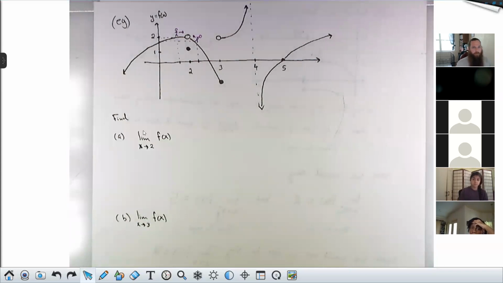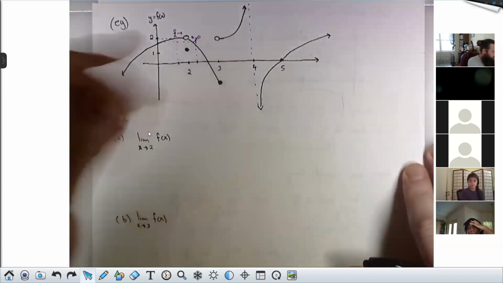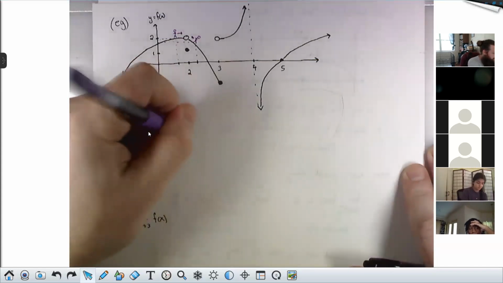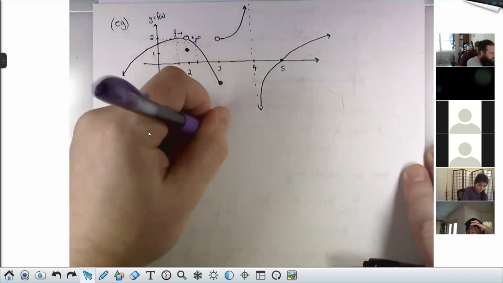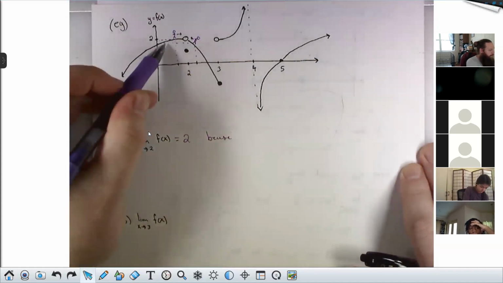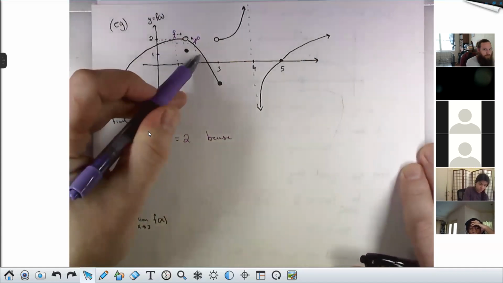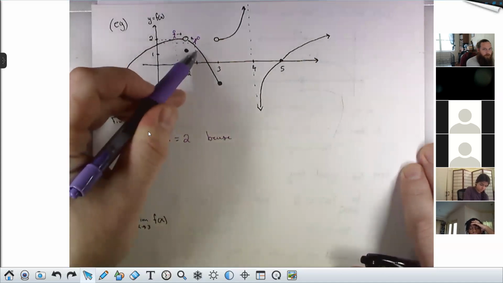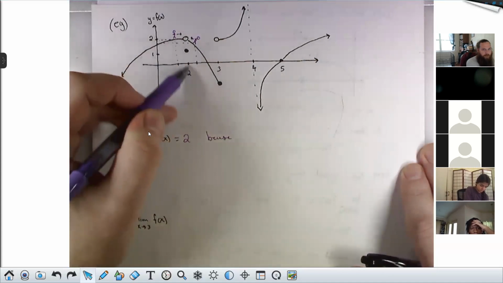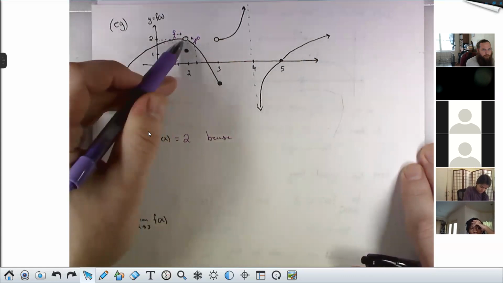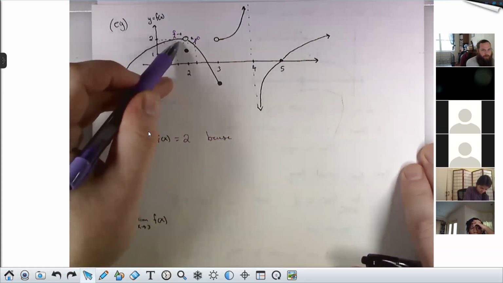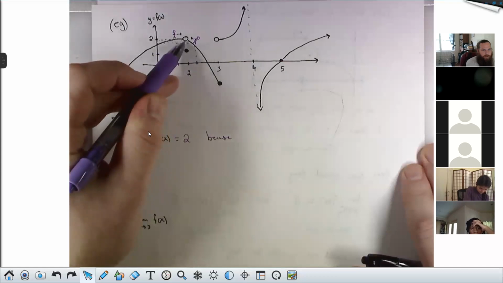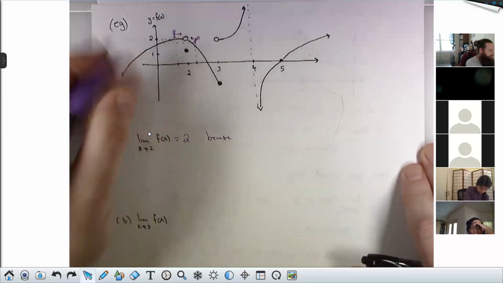That's exactly what I was just about to say. So Yiping's answer here is correct. This is equal to 2 because whether I'm coming in from the left or coming in from the right, as I walk along this graph with my x value getting closer and closer to 2, my y value is getting closer and closer to 2. So no matter which direction I come in, my y values are approaching the y value of this hole.